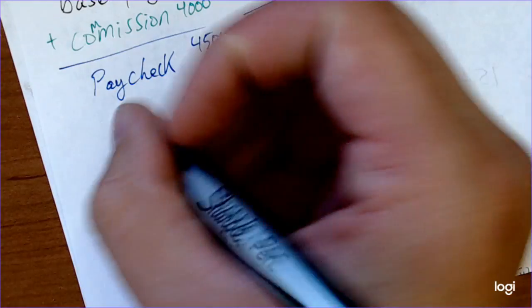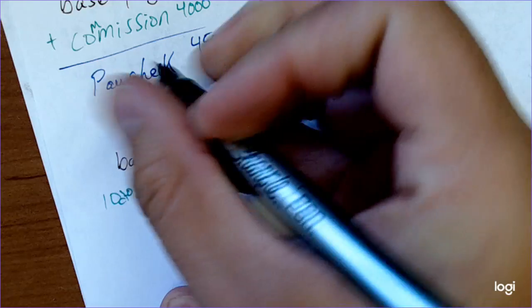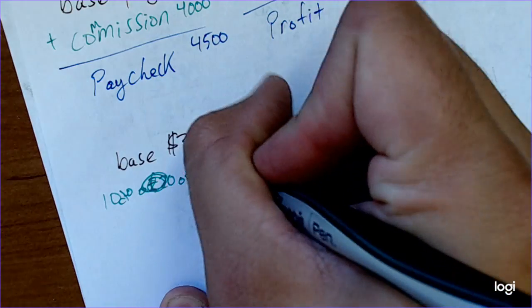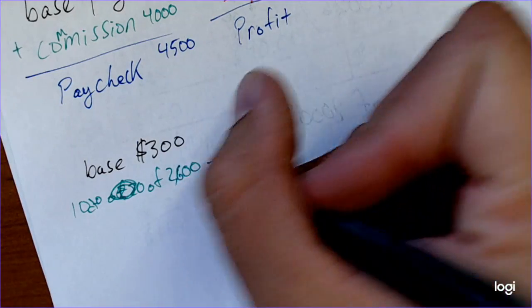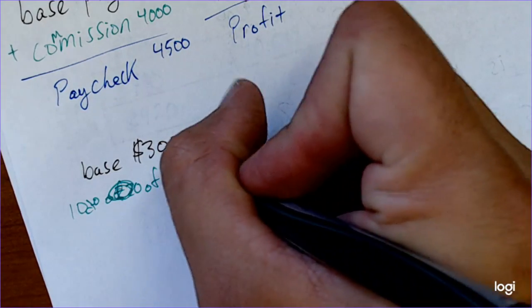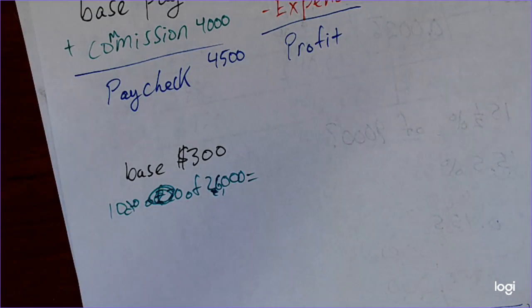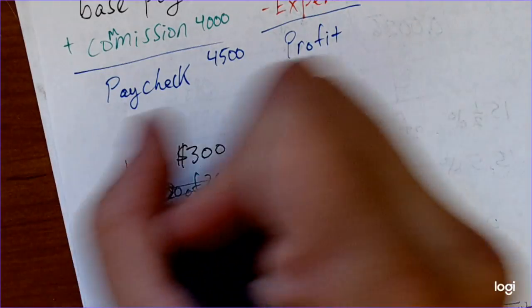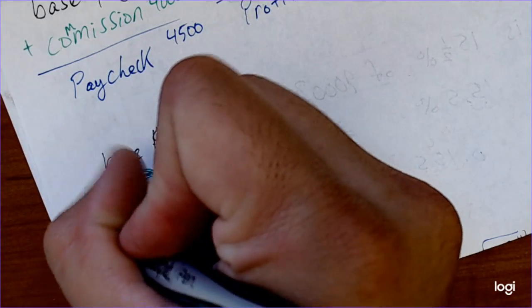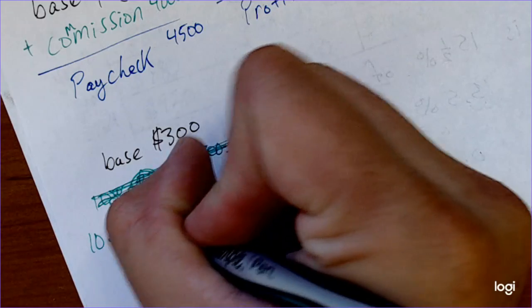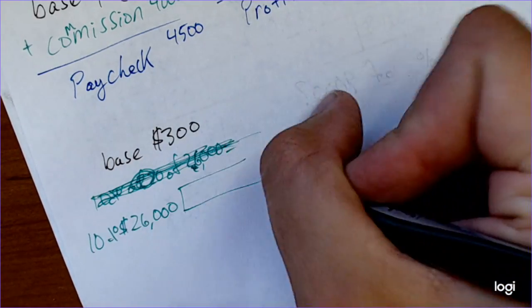So 10% of $26,000, right? So I have to figure out what that amount is. Wow, that's so sloppy. Let's just start over. Let's write this neatly. If we're gonna do something, let's do it well. So now we have to do 10% of the $26,000 he sold that month, and that will tell me what his commission amount is.